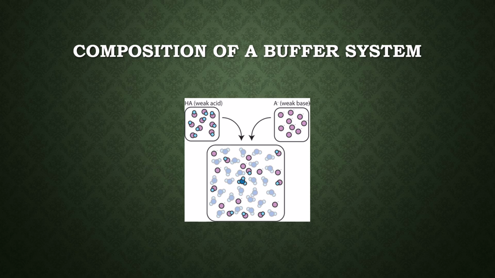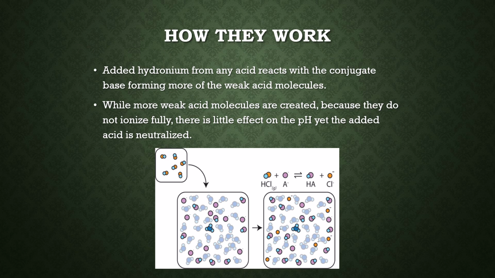So this is just a graphic demonstrating that. You've got your weak acid, which is represented by the pink circles with a tiny blue dot on it, and the tiny blue dot of course represents the proton, or the H+, and A- is the weak base, or its conjugate base, and that's just the pink circle with a little minus symbol on it representing its negative charge. And you can see that in the buffer system you've got water, you've got the weak acid, and you've got the conjugate base. So how they work is that any added hydronium from an acid reacts with the conjugate base, forming more of the weak acid molecules, and that's represented in that equation above the box on the right.